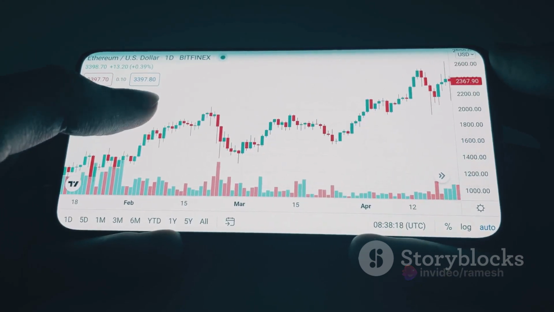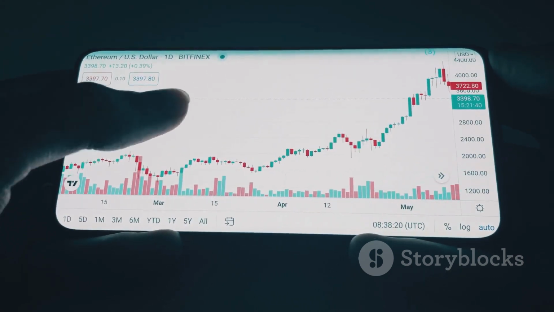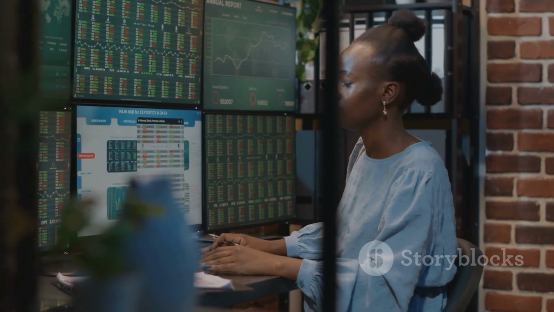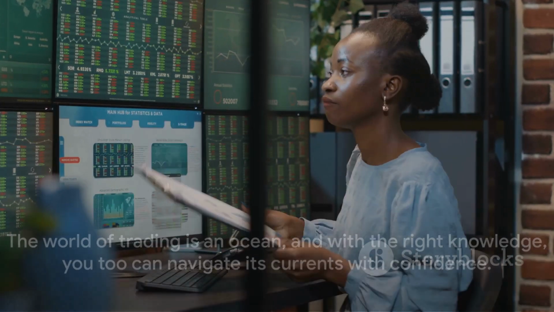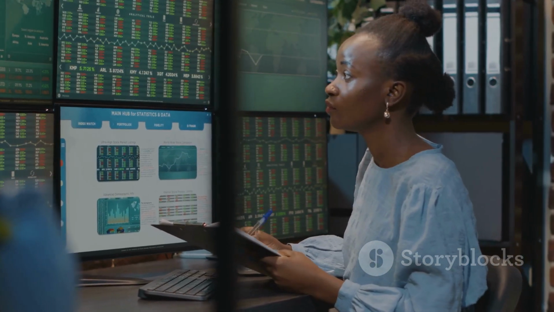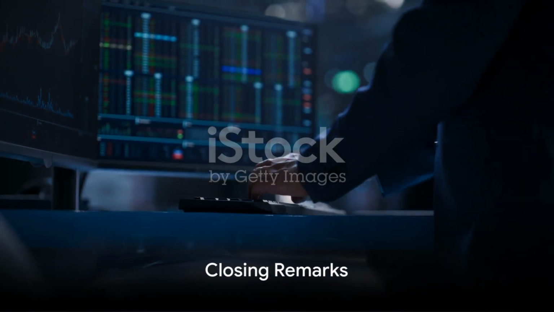So as the curtain falls on this discussion, we hope that the smart money concept now stands demystified and accessible. Remember, the world of trading is an ocean, and with the right knowledge, you too can navigate its currents with confidence.